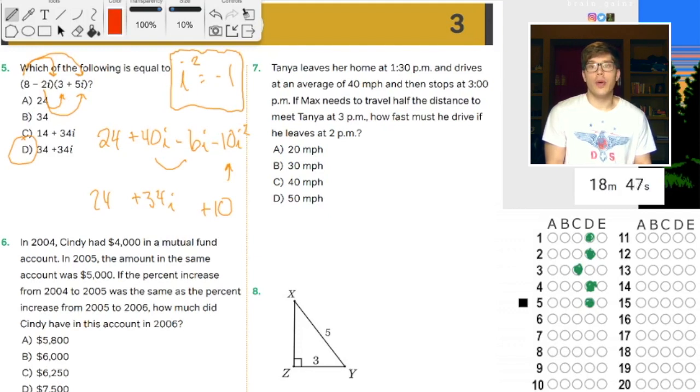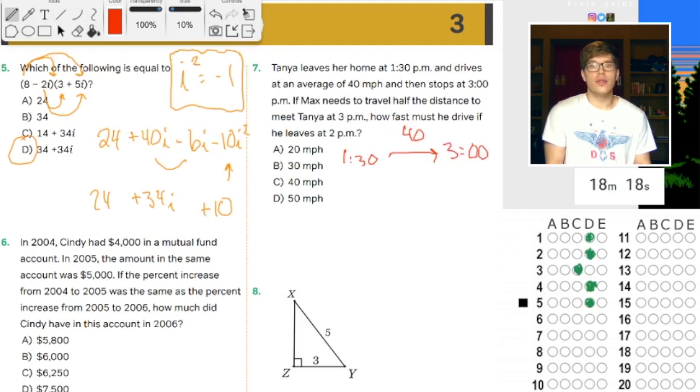Tanya leaves her home at 1:30 p.m. and drives at an average rate of 40 miles per hour and then stops at 3 o'clock. If Max needs to travel half the distance to meet Tanya at 3 p.m., how fast must he drive if he leaves at 2 p.m.? Okay, so Tanya leaves at 1:30 and she goes at 40 miles per hour and she stops at 3 o'clock.